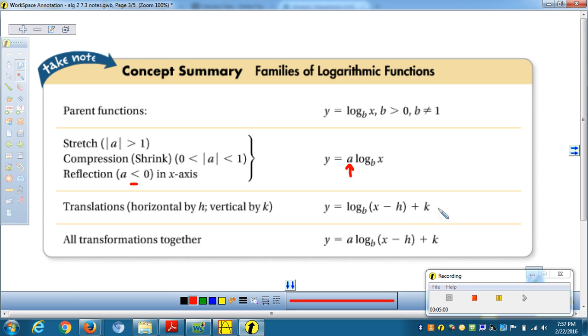And then the vertical shift is the value out here, the +k. And this one does exactly what you would expect. So if it says +5, it goes up 5. And if it says -5, it would go down 5.